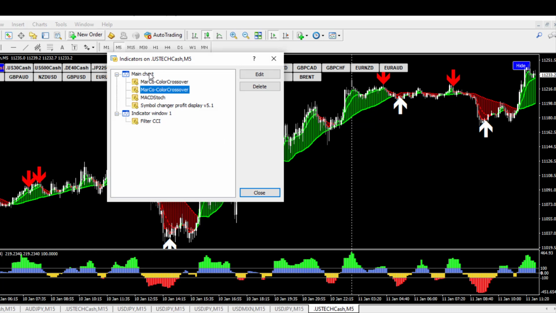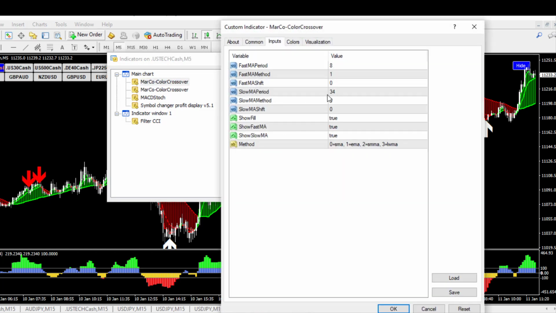And this is the macro color crossover indicator. Here is the setting that I use. You can adjust the setting, you can play with the setting. The first MA period, you can change it. It's made from an MA indicator. So you can change the first period to 8, the first MA method to 1. Slow MA period is 34, and you can change this either to fill or to use only the line.